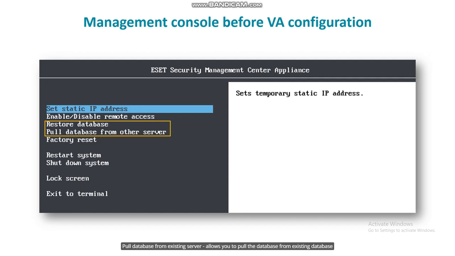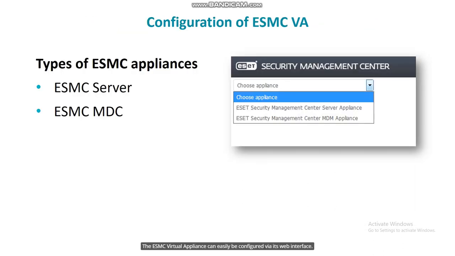Pull database from existing server allows you to pull the database from another ESMC virtual appliance that is simultaneously running in your network. The ESMC virtual appliance can easily be configured via its web interface. You just need to type the IP address from the login screen of the Asset Security Management Center virtual appliance into your web browser to start the configuration of the ESMC VA.